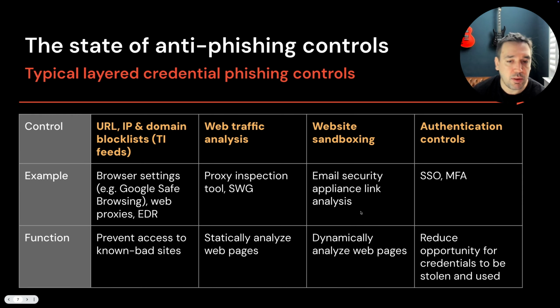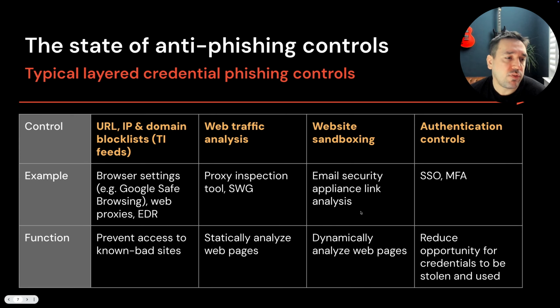What are they? How do they work? There's lots of different things we could factor in here. I've divided it into these categories as key ones. First of all, we've got the threat intelligence approach, TI feeds. They tend to be very much URL, IP and domain block lists.